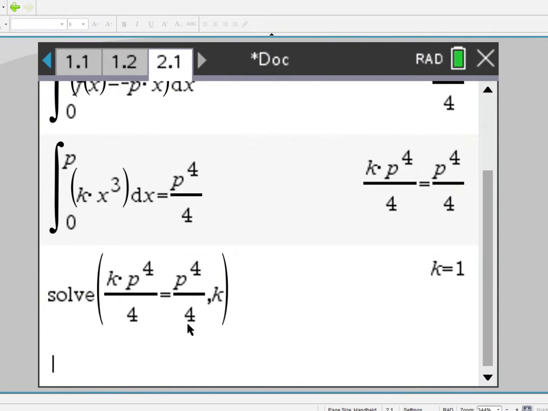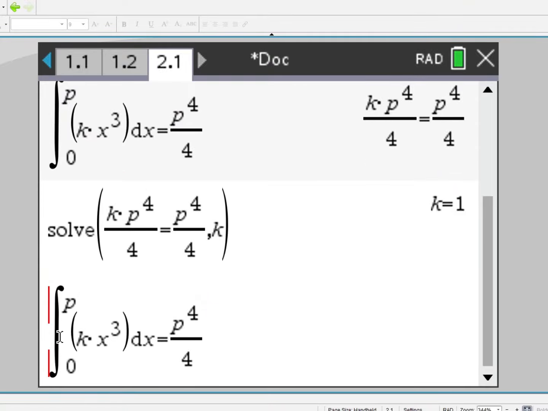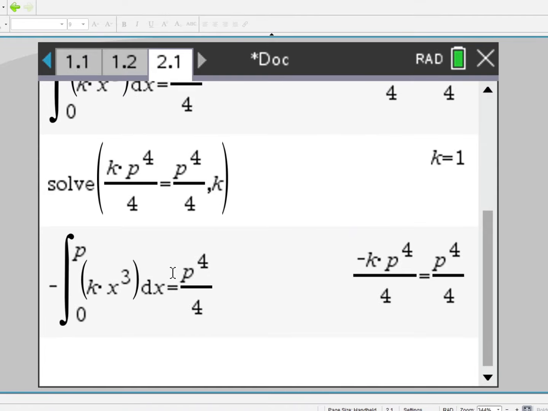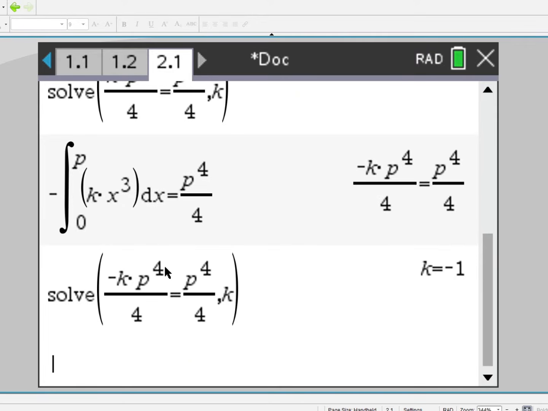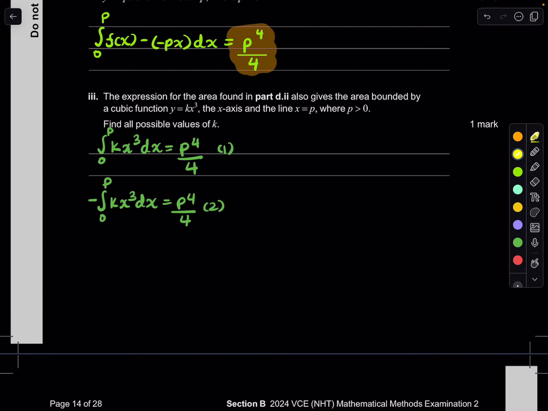Beautiful, that's one of them. And what about the next case? Remember, with this there's a negative in front of it, and it should be basically like the opposite. So solve, answer comma k. K equals -1. So these are your two possibilities of k that we can get. Beautiful. So let's write those down. So k equals 1 and k equals -1.